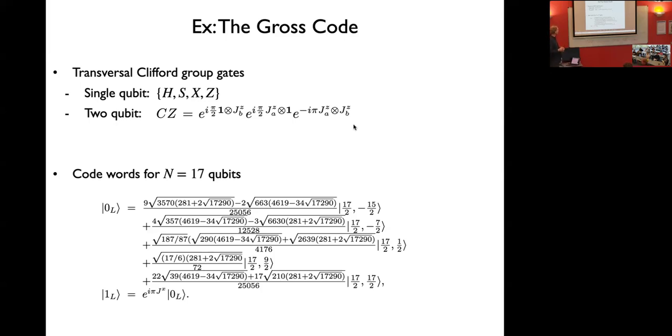And just for a look, the logical code words here are just superpositions of these Dicke states. The logical 0 is related to the logical 1 by a collective bit flip. So e to the i pi J_X maps you from logical 0 to logical 1.